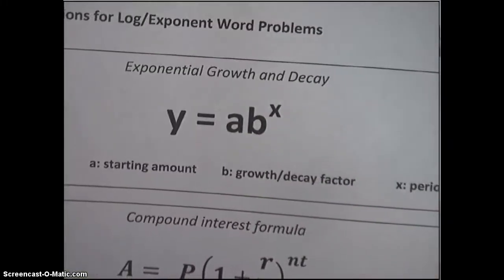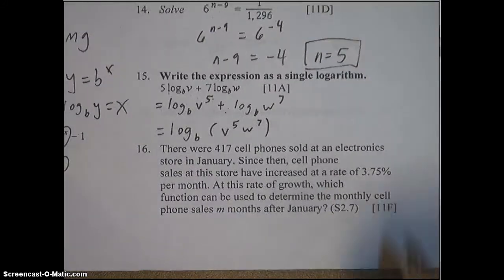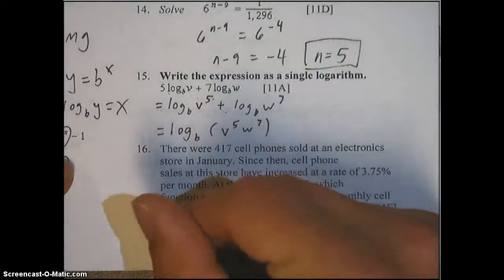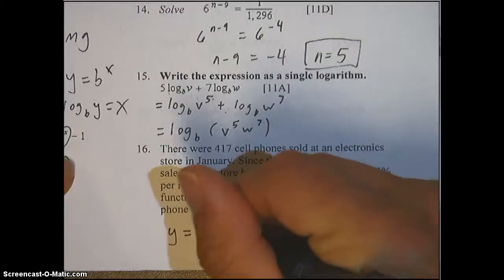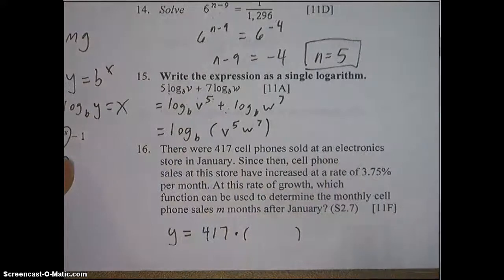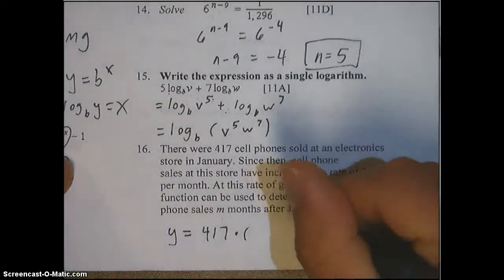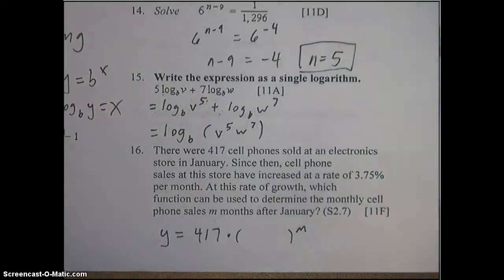This is from the formula chart right here, y equals ab to the x. I'm going to start with y equals, and the a is how many cell phones you started with, your starting point, which is 417, times b to the x power. But here instead of x, they've got an m for months, so we're going to use m instead of x. The question is, what goes in the parentheses there?